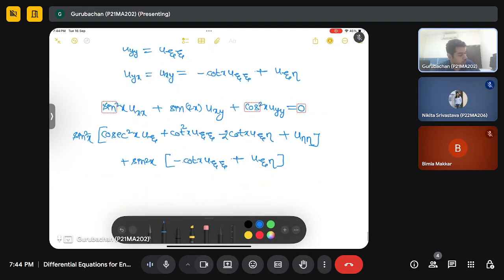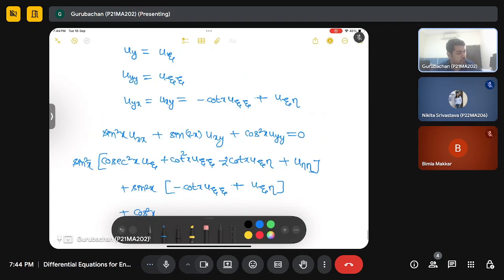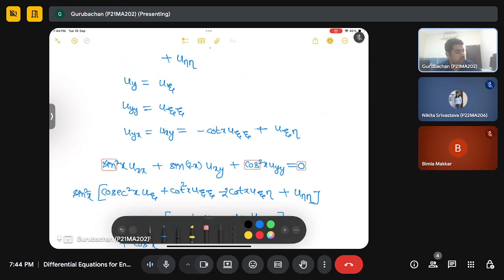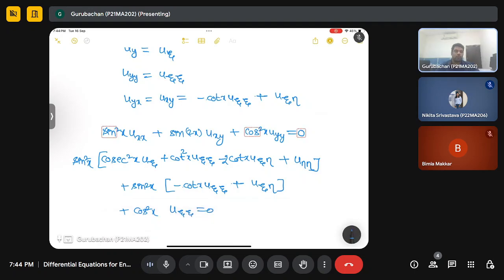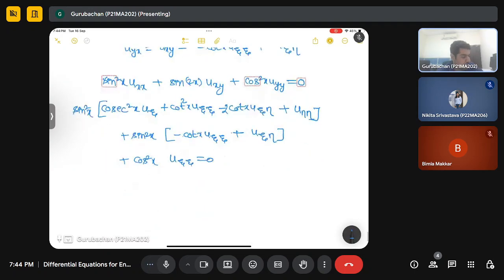The last factor will be multiplied with cos square x, and this will be directly u eta eta. So we may write it directly: u eta eta equal to 0. Now we have to multiply these factors and solve for it.